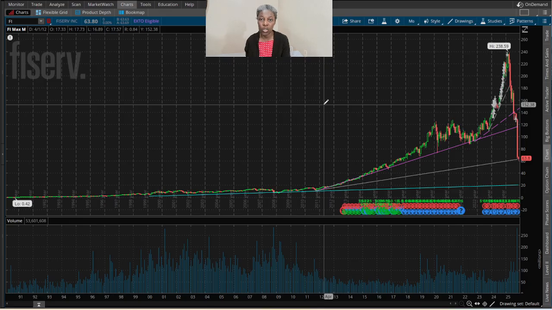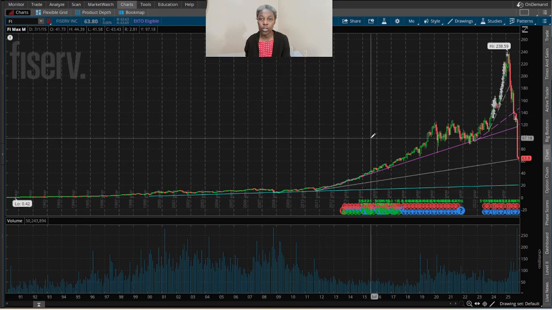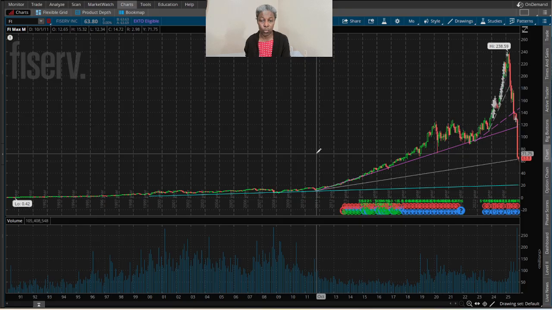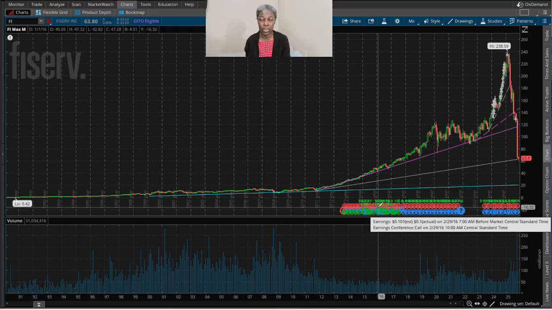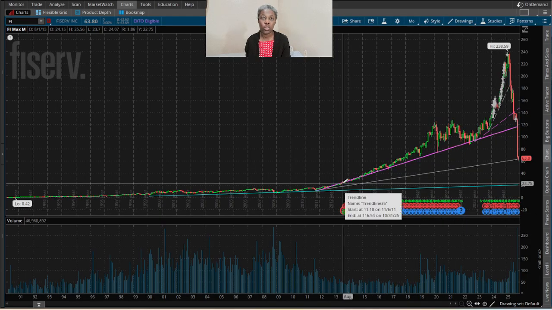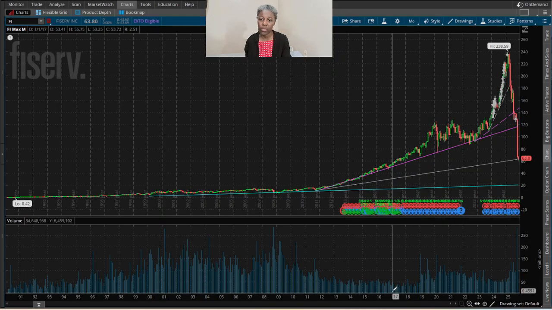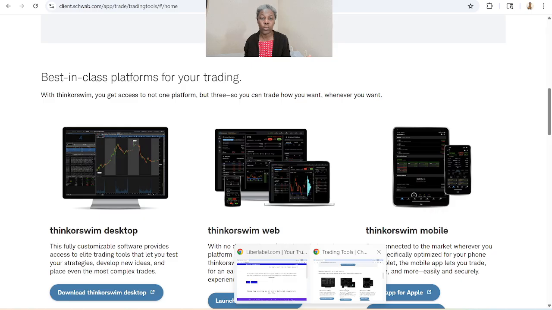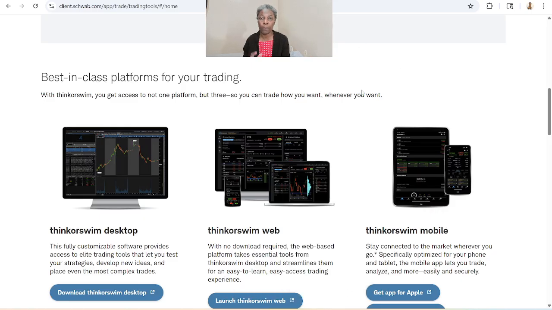I have had it for years, before they even acquired TD Ameritrade. I believe TD Ameritrade is the one that owns Thinkorswim. I had a TD Ameritrade account years ago as well, but I used Charles Schwab more over the years, until they bought TD Ameritrade a few years ago, and the Thinkorswim platform became a part of Charles Schwab.